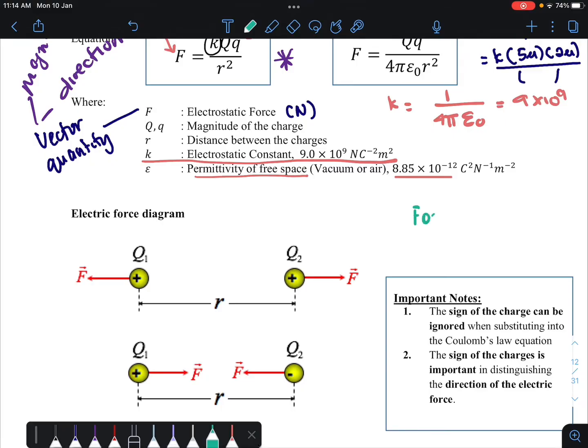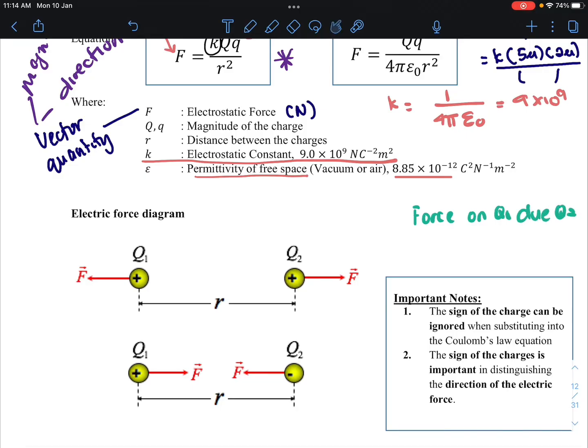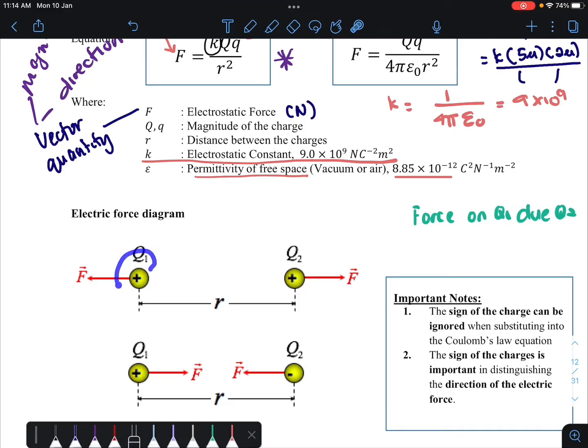So let's say dia kata find force on Q1 due to Q2. Maksudnya whatever force that you're going to experience on Q1, so ini subjek kita, disebabkan oleh wujudnya Q2 di sebelah kanan ini. So subjek kita dekat sini adalah Q1. So this is our subject. So we are going to focus on dia sahaja.